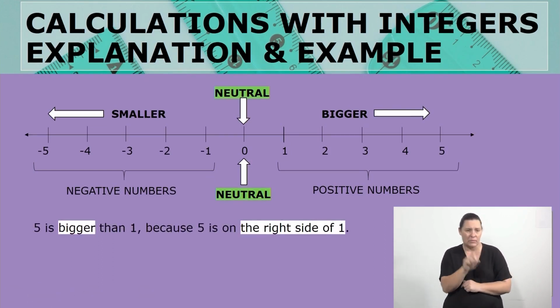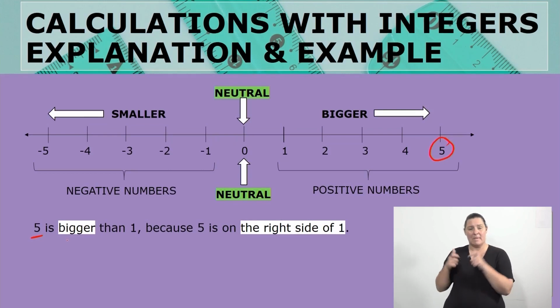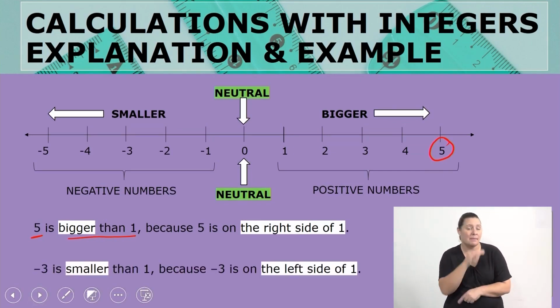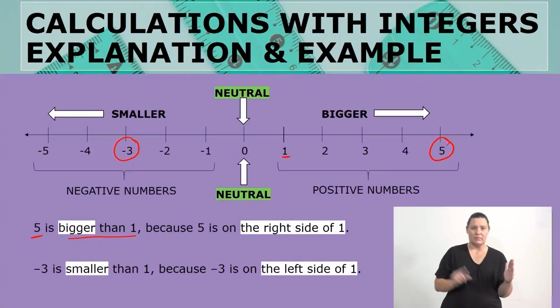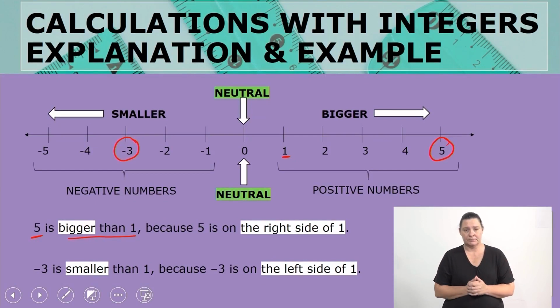So what does that mean? That means 5. So let's identify 5. There it is on our number line. It means 5 is bigger than 1. Why? Because on the right-hand side, numbers are bigger. And when you are moving towards the left-hand side, numbers are becoming smaller. So that means that 5 is bigger than 1. That also means that when we are looking at -3, so where's -3? There it is. Now -3 is smaller than 1. So 1 is on the right-hand side. Because it's on the right-hand side, that means that it is bigger. And when we go on to the left-hand side, that number is smaller. Okay? So let's move on.